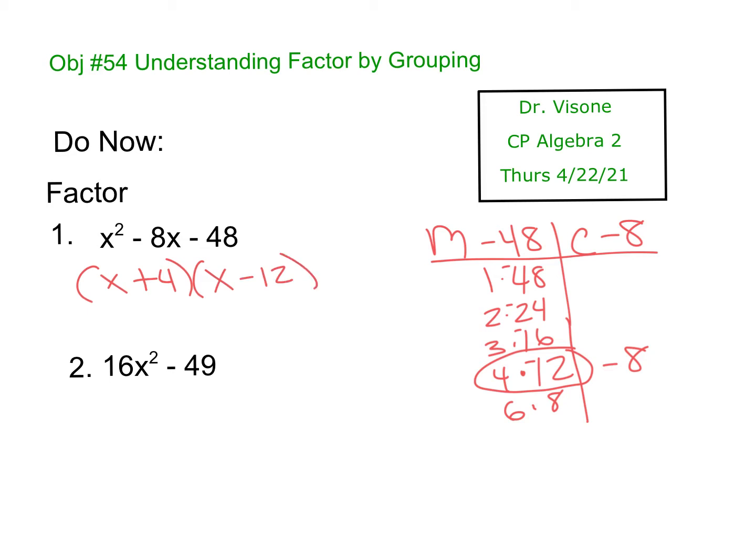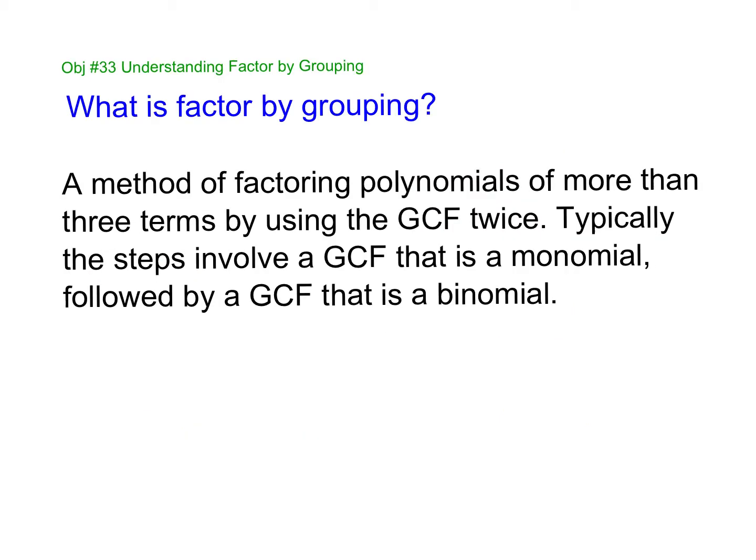The second one, that's a difference of squares, right? What times itself is 16x squared? 4x times 4x. What times itself is 49? 7 and 7. One's a plus, one's a minus.